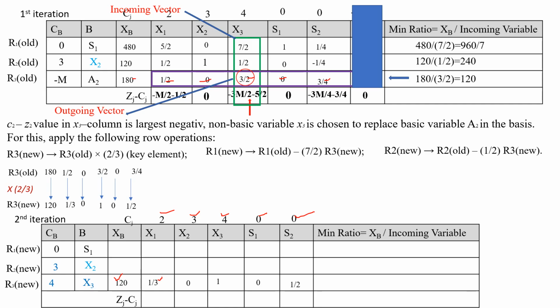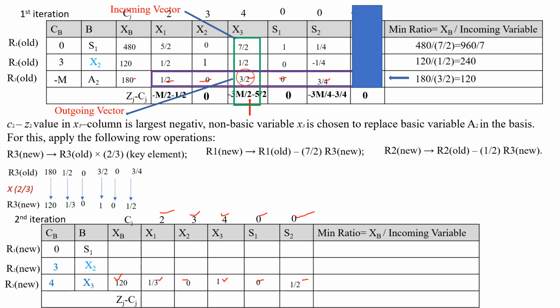0 into 2 by 3, it is the 0. 3 by 2 into 2 by 3, it is the 1. 0 into 2 by 3, it is the 0. 3 by 4 into 2 by 3, it is the 1 by 2. So enter these values in the row 3 of the new table.